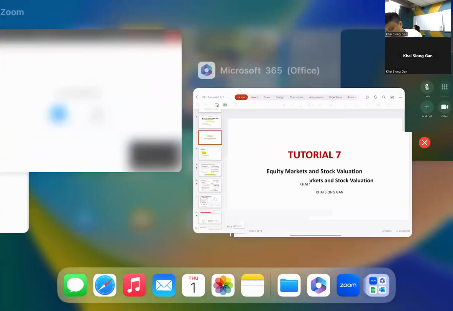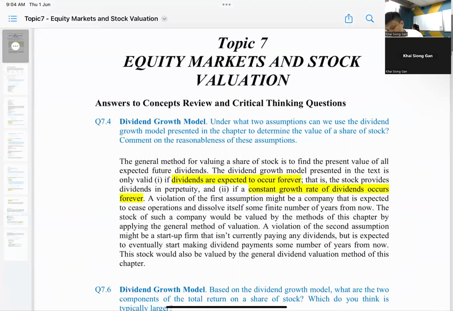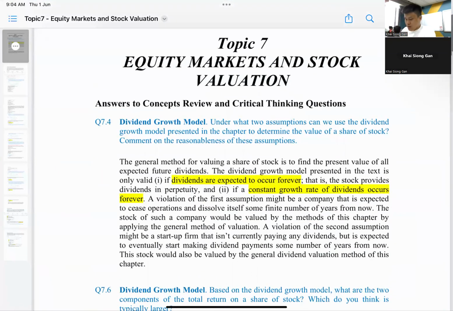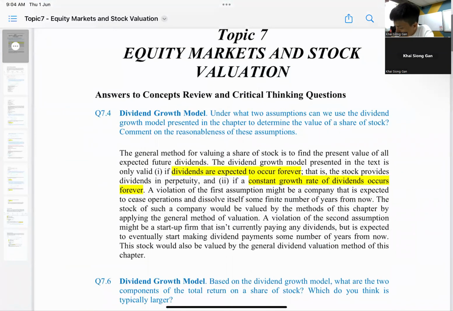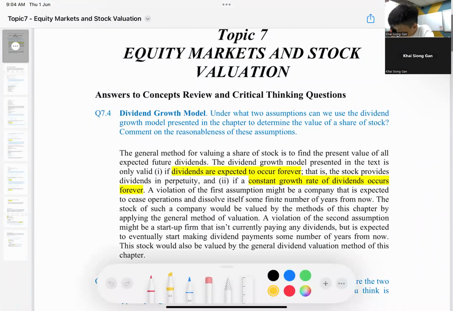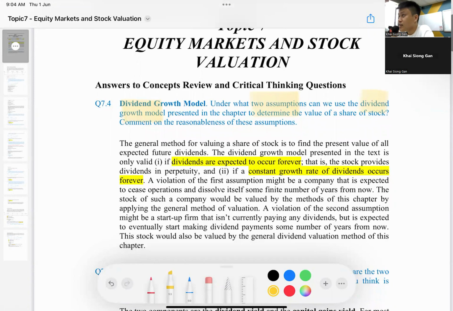Okay, so now let's have a look into tutorial questions. First question, dividend growth model. Under what true assumptions can we use the dividend growth model, the constant growth? So this one, the two answers that I highlighted: dividends are expected to be paid forever, and the growth rate must be constant and occurs forever. Okay, there's the two things.